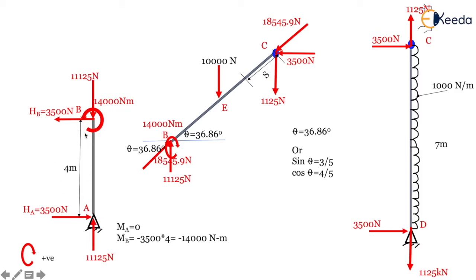Because of this load there can be some moment at this point. So let us calculate the moment at point B. Moment at A is 0, but moment at B is, this is making an anti-clockwise rotation, so minus 3500 into that total span. It gives us minus 14,000 Newton meter. So that is the moment at B. Now to balance this moment, there will be an equal and opposite moment at this point. So for the second part of the frame, we write here 14,000 Newton meter. The same moment we have shown here.